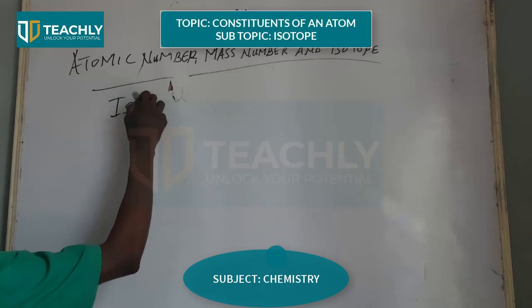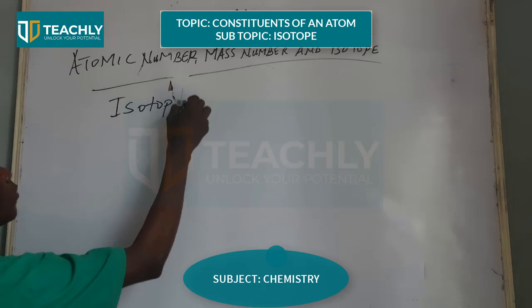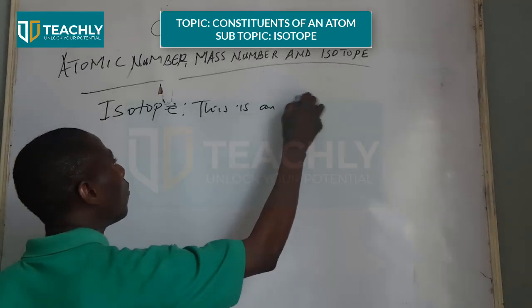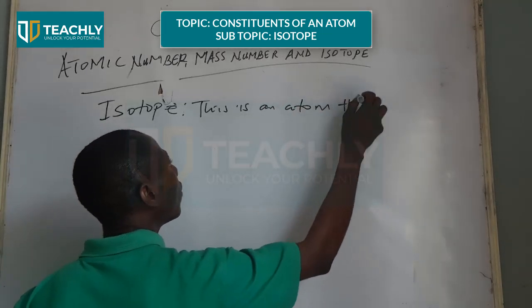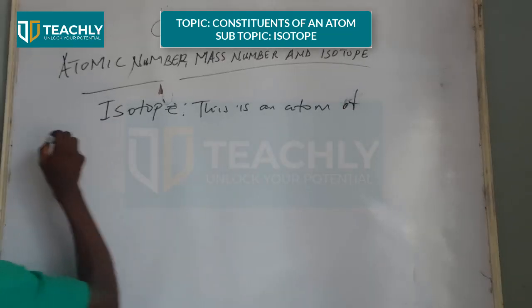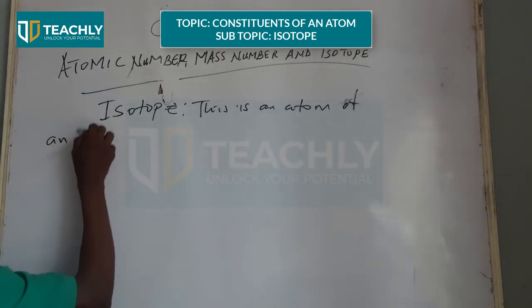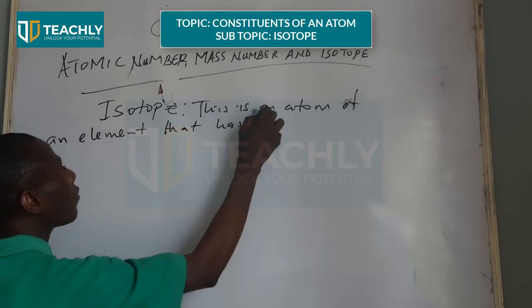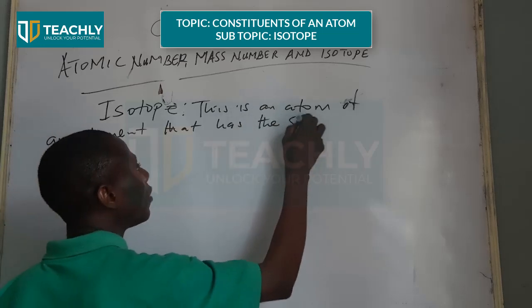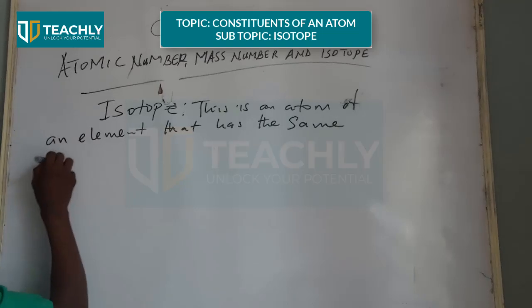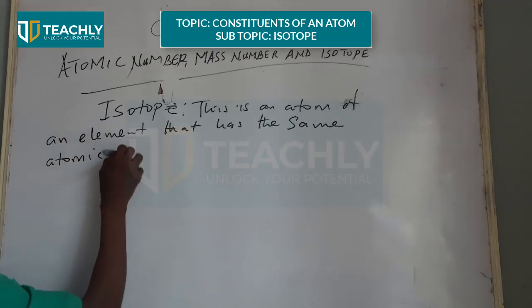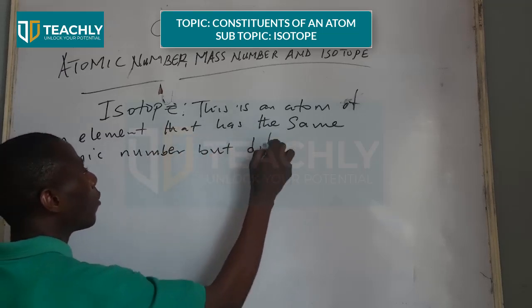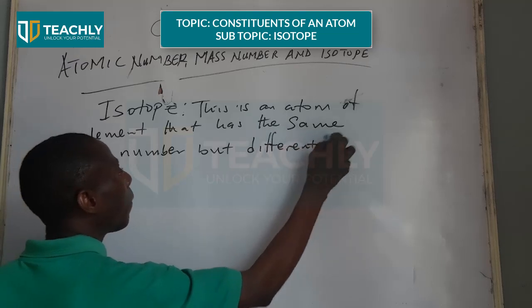Isotope. This is an atom of an element that has the same atomic number, but different mass number.